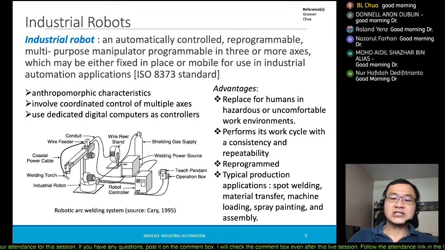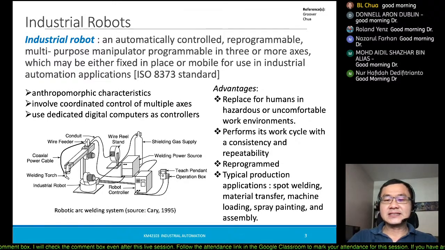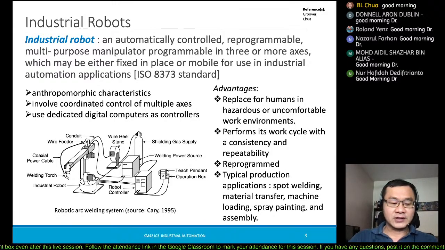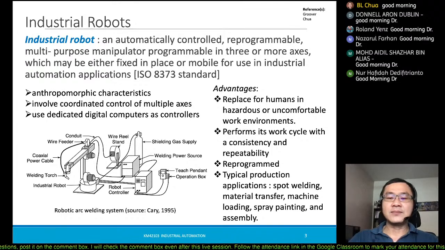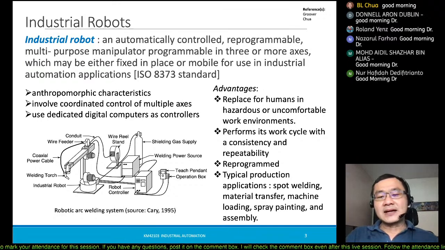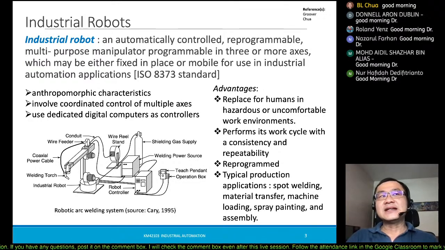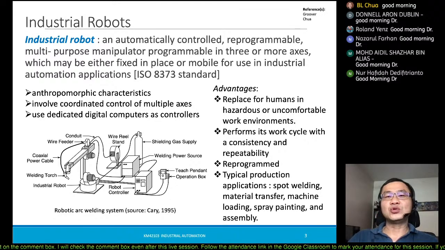It has several advantages to replace humans, particularly in hazardous or uncomfortable work environments. For example, in a foundry where it is very hot, you are dealing with transferring objects to the furnace, and so on, right? Also, it can be used to perform work cycles with consistency and repeatability. Besides that, it is reprogrammable. These three main characteristics are very attractive in the sense that it can do a lot of things at better efficiency and productivity.